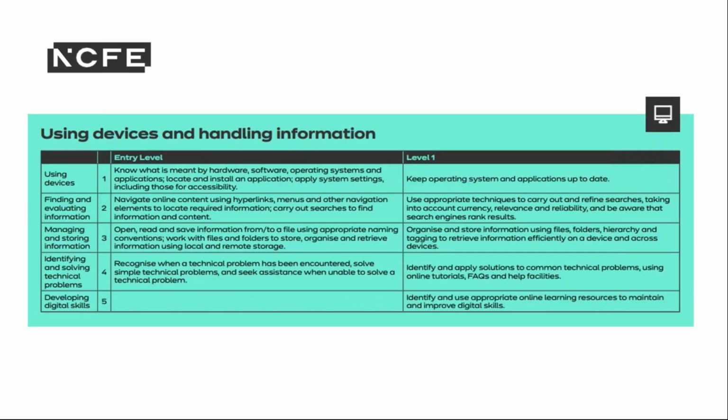Now, using devices and handling information content includes using devices, finding and evaluating information, managing and storing information, identifying and solving technical problems, and we can also see how the content differs between the levels, with learners needing to understand the hierarchy and tagging for efficient information retrieval at level 1, whereas at entry level, learners only need to be able to open and read the files and have appropriate naming conventions.